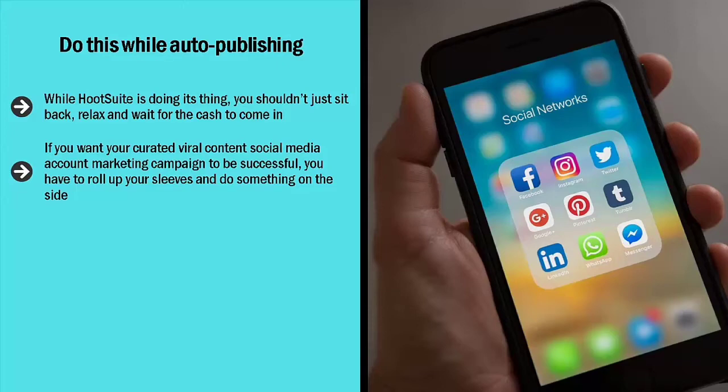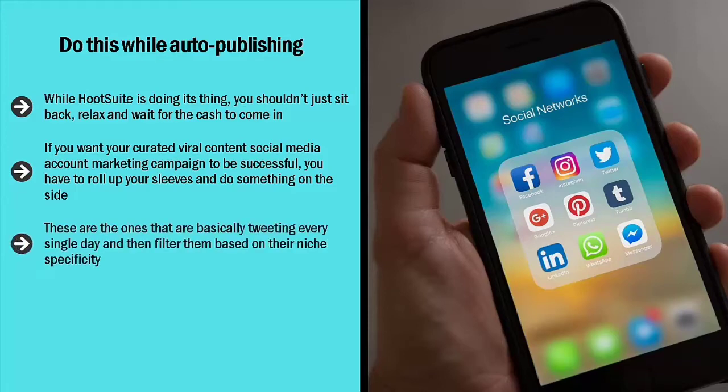While your stuff is auto-publishing, look for competitors' accounts on Twitter. You should already have a list of these. Look at their followers and pay attention to the most active ones. These are the ones that are basically tweeting every single day, and then filter them based on their niche specificity. Look at their Twitter feeds. What do these followers normally tweet about? If you can see a tight correlation between your content and the stuff that they are constantly tweeting or retweeting, follow them. This is crucial.